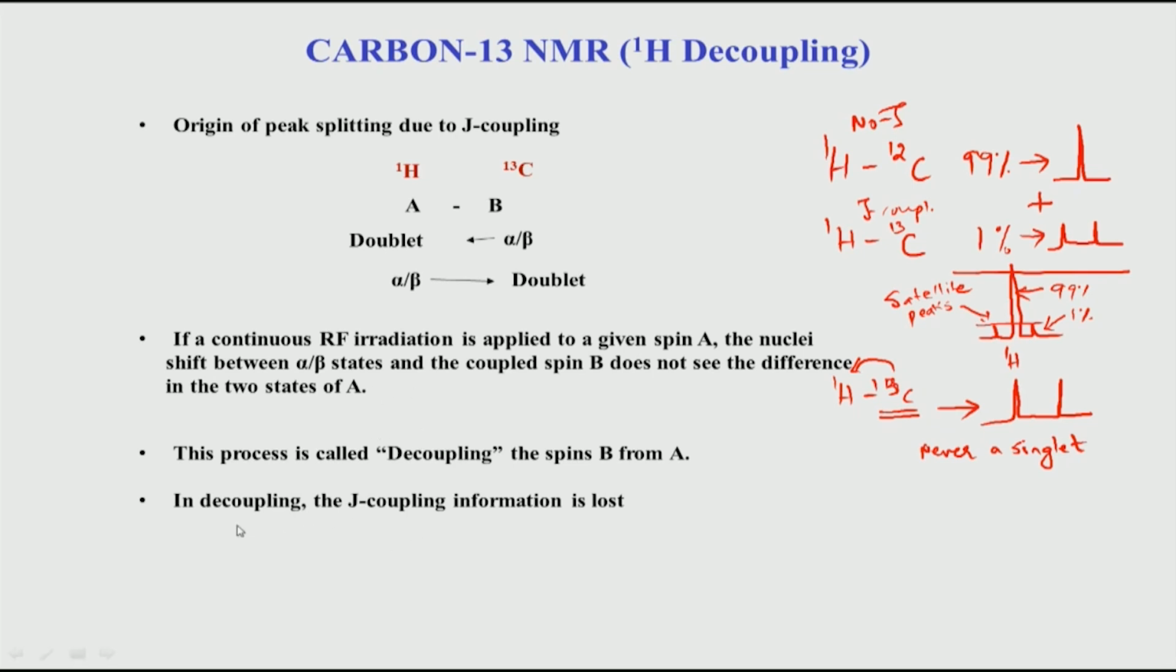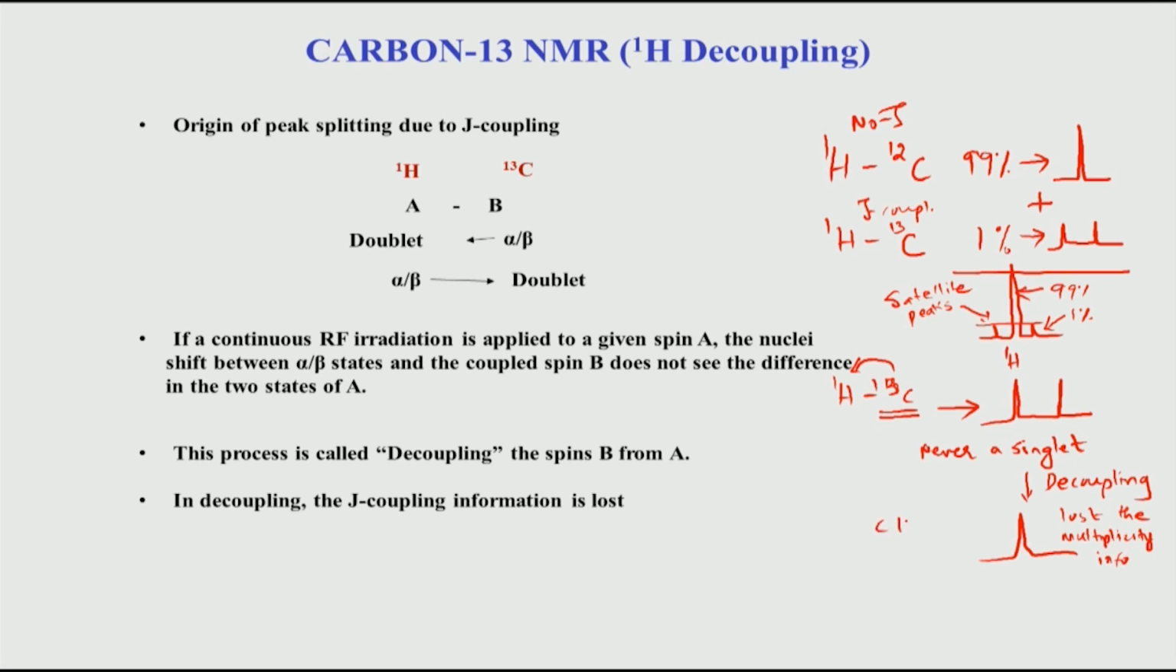So, basically what happens in the end when you do decoupling is that the J coupling information is gone. Let us look at this picture again. If I do a decoupling, this will basically become a singlet. So, I have lost the multiplicity information. This information is lost.